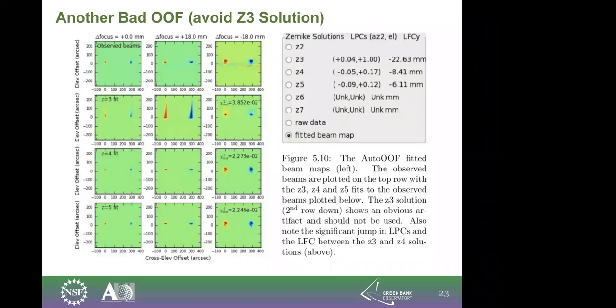All right, just another example of a bad auto-OOF. In this case, if you're looking at the Z3 fit, you see these large streak patterns. This is the type of thing that you want to keep an eye out for and avoid when you're looking at your fitted beam maps. If you see something like that, then you don't want to use that solution.